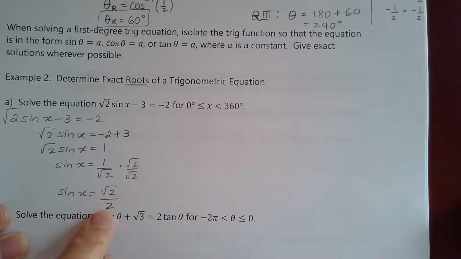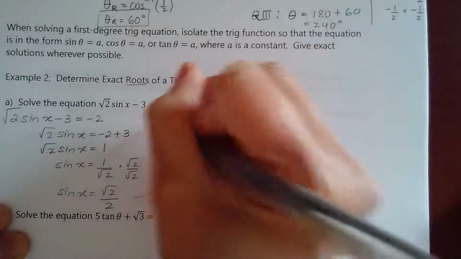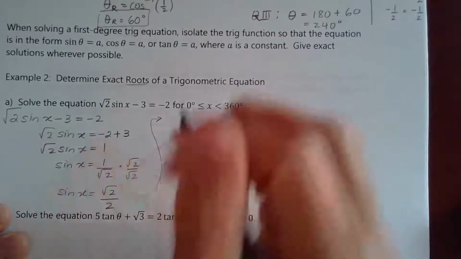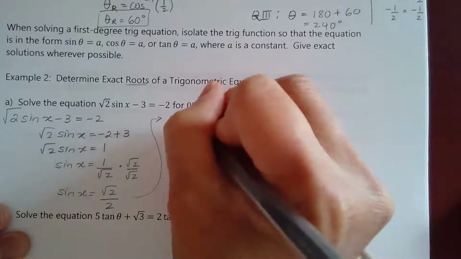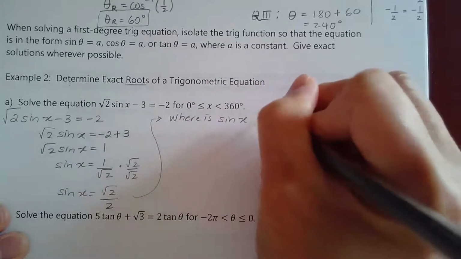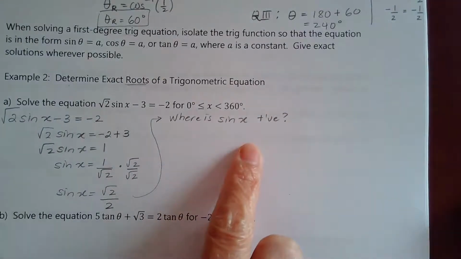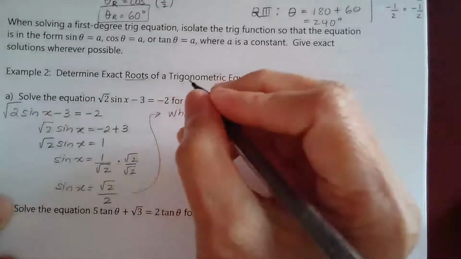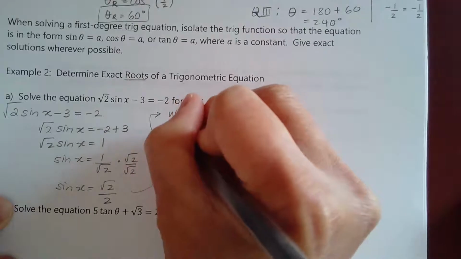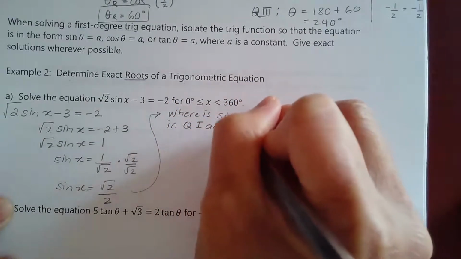Now let's take a look. Where is sine positive? I'm going to go back up here. We're going to ask ourselves, where is sine of x positive? Well, it's positive in quadrants 1 and 2. So it's positive in quadrant 1 and quadrant 2.